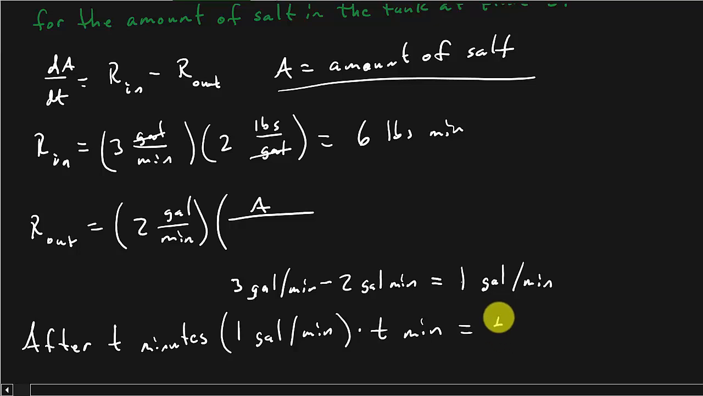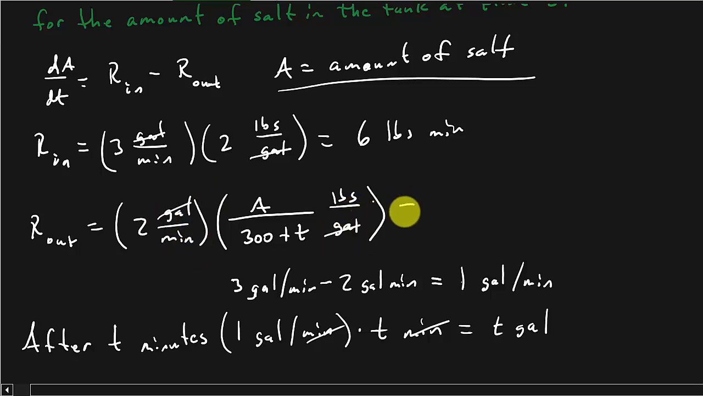That's going to equal t gallons. See, the minutes will cancel. I'm left with t gallons. So the amount of liquid in the tank is going to be 300 plus t. And that's pounds per gallon. And so the gallons cancel, and so that's going to be 2A over 300 plus t pounds per minute.